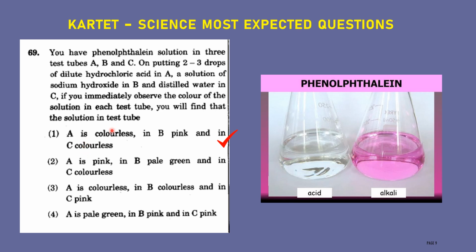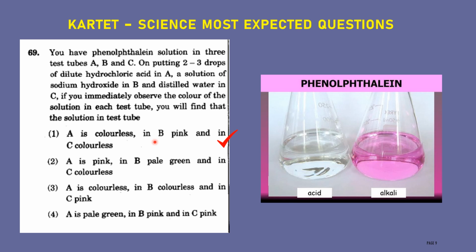Phenolphthalein is an indicator. It will test the presence of an acid or base. We use it in the experiment. If we add phenolphthalein to hydrochloric acid, you will get colorless, because phenolphthalein does not react with any acid. Coming to test tube B, it contains sodium hydroxide, a base. If you add 2-3 drops of phenolphthalein to sodium hydroxide, the solution immediately turns pink. It indicates phenolphthalein reacts with a base very easily.